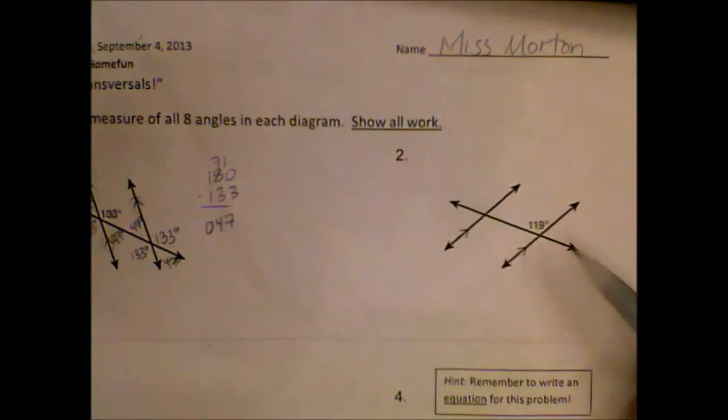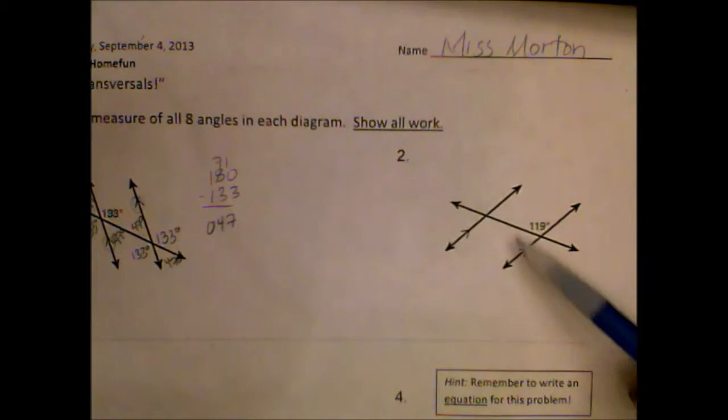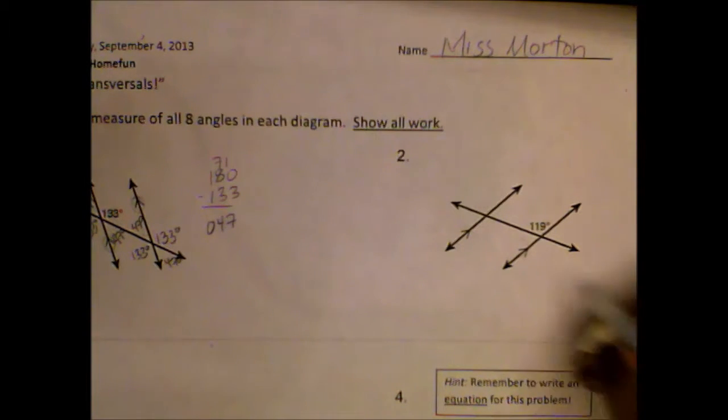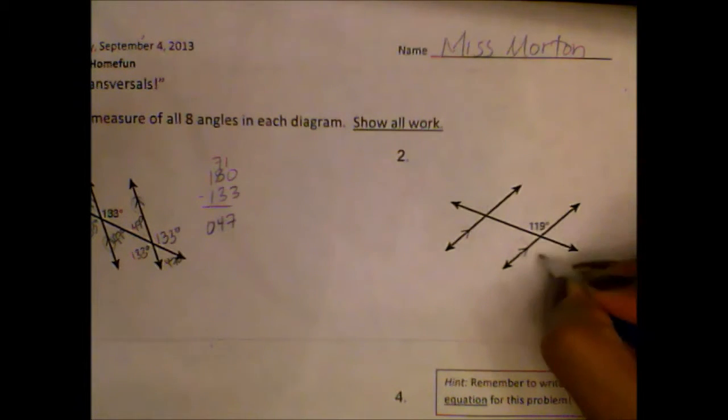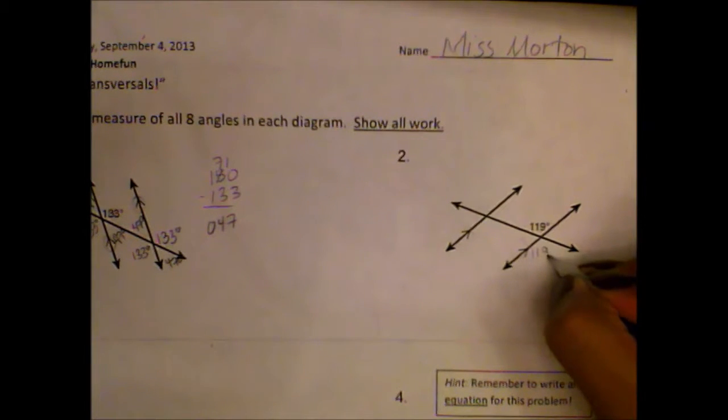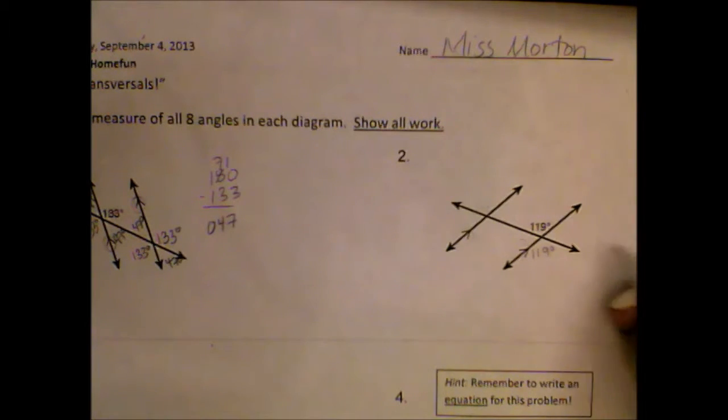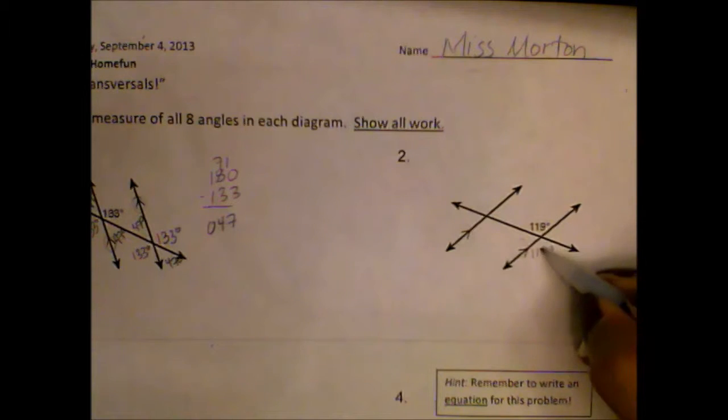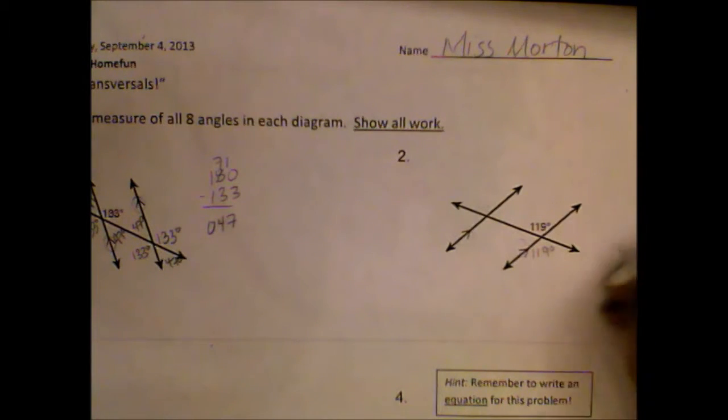Alright, problem number 2. Again, we have a pair of parallel lines because we see this symbol right here. So again, vertical pairs are going to be congruent, and we want to remember the concept of linear pairs. Alright, linear pairs must add up to 180 degrees. So since this is 119, its vertical pair is also going to be 119.